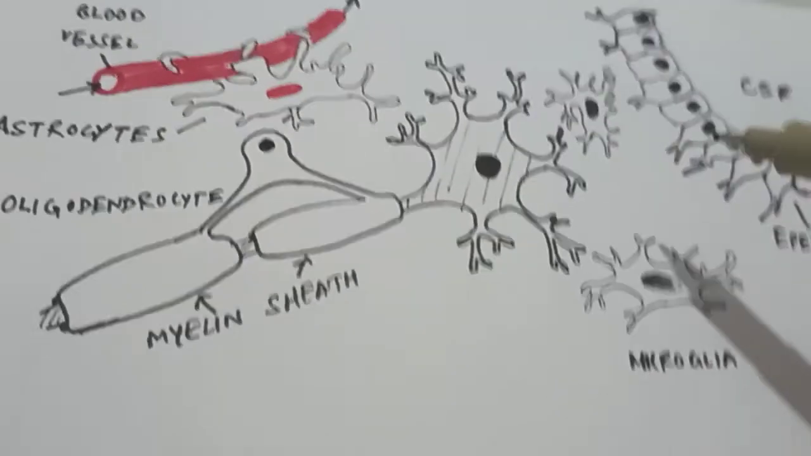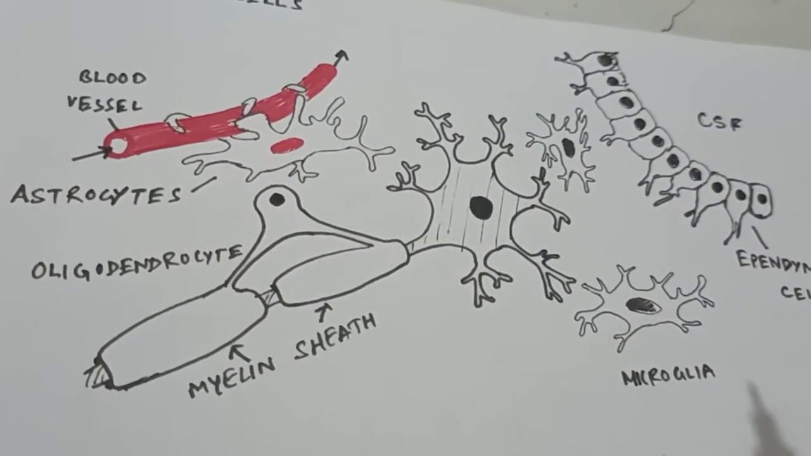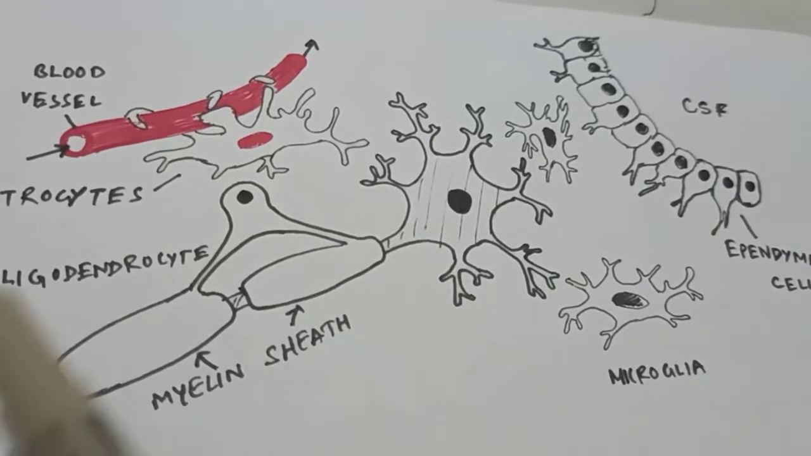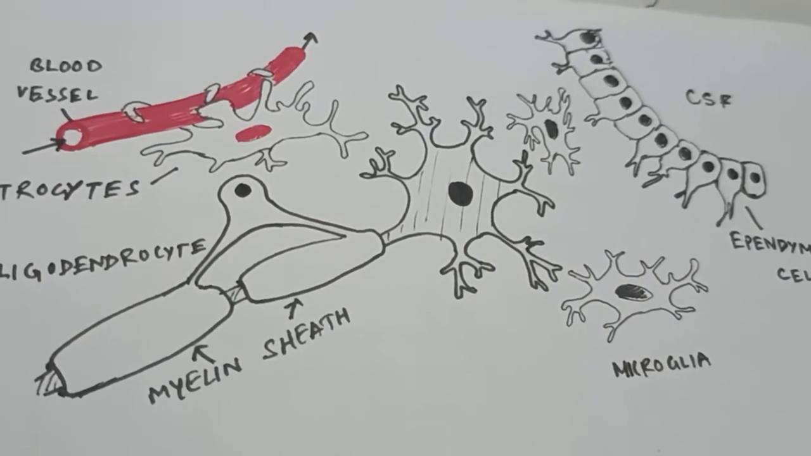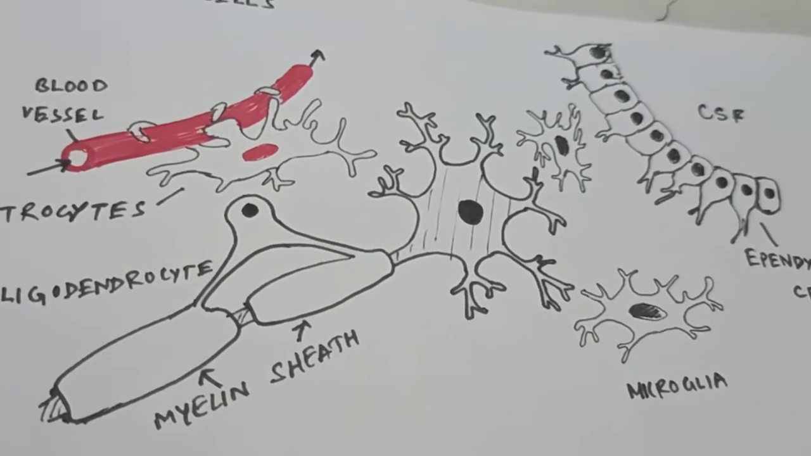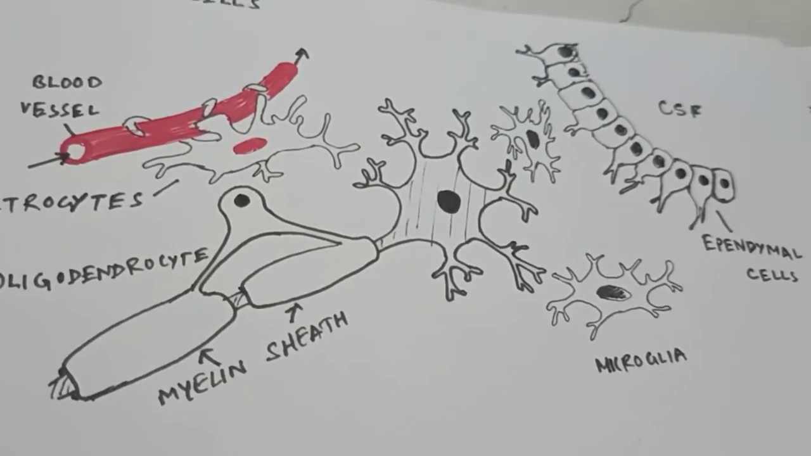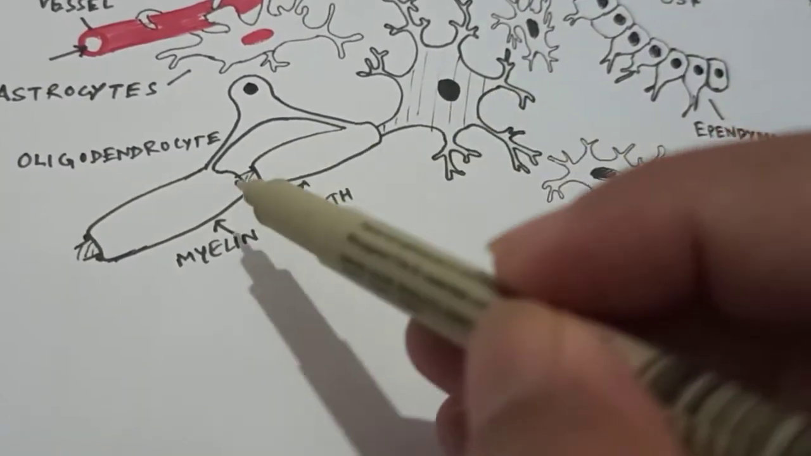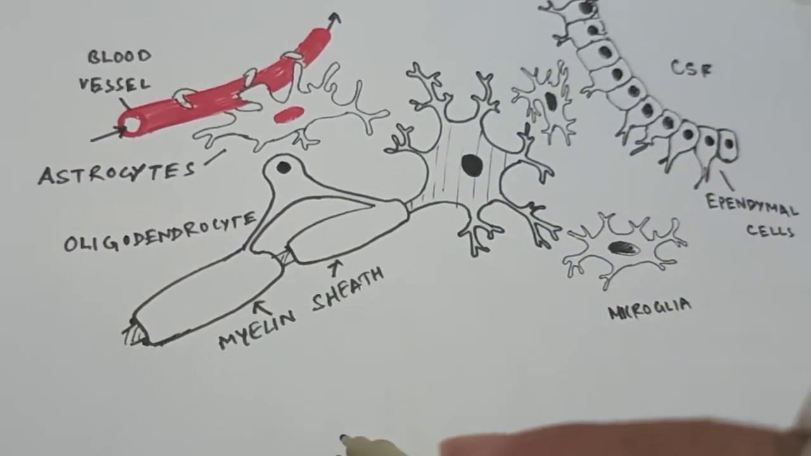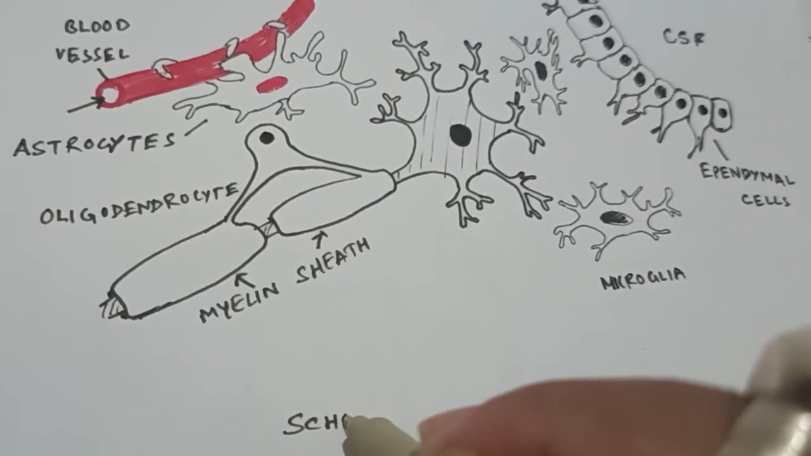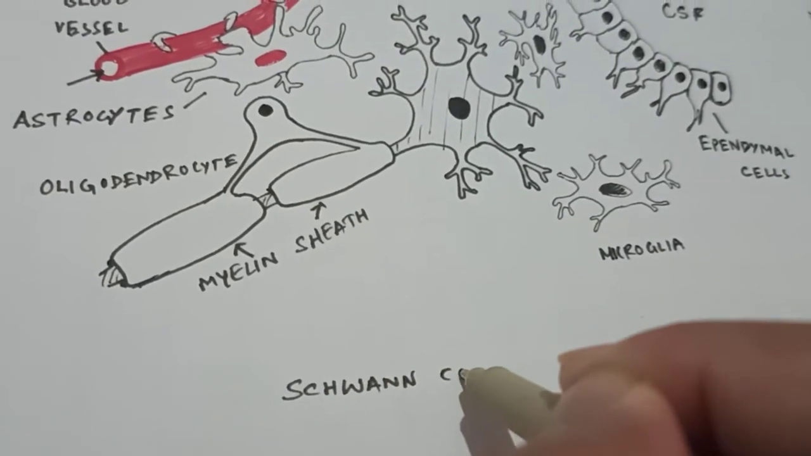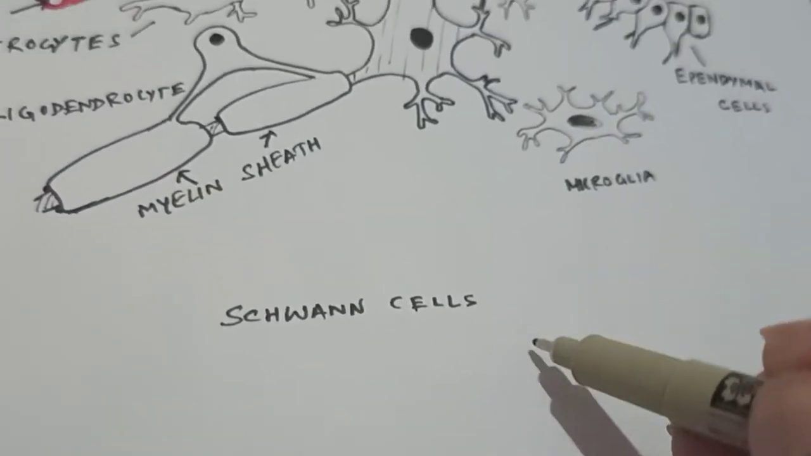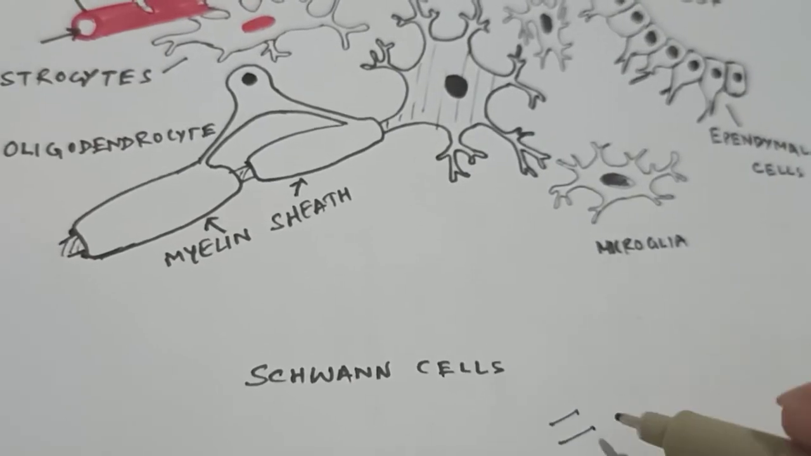Okay, now that comprises the entirety of all the cells that can be found in this particular central nervous system region. But in the case of the peripheral nervous system, there are small changes. Okay, in the peripheral nervous system, the oligodendrocyte will be replaced with Schwann cells.